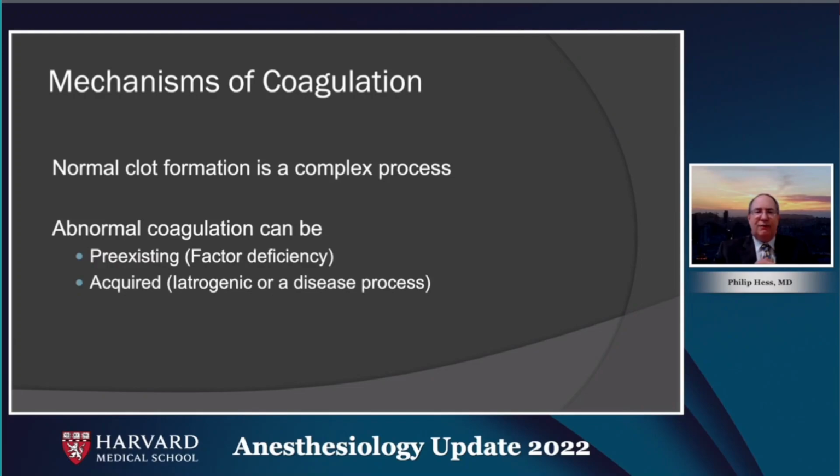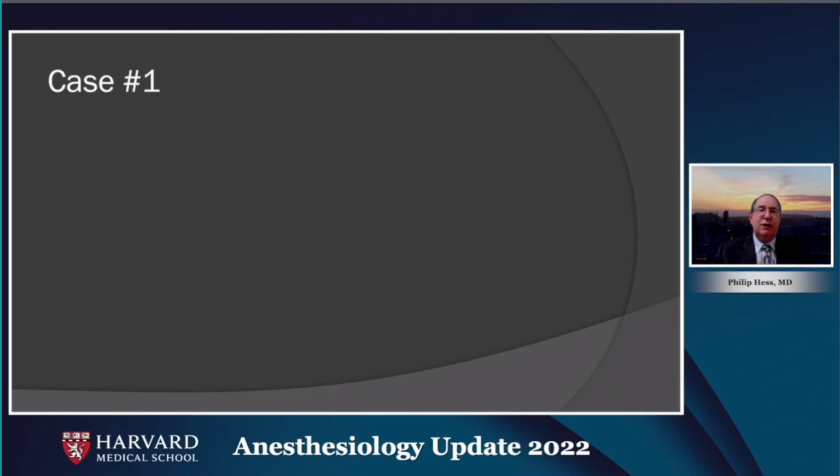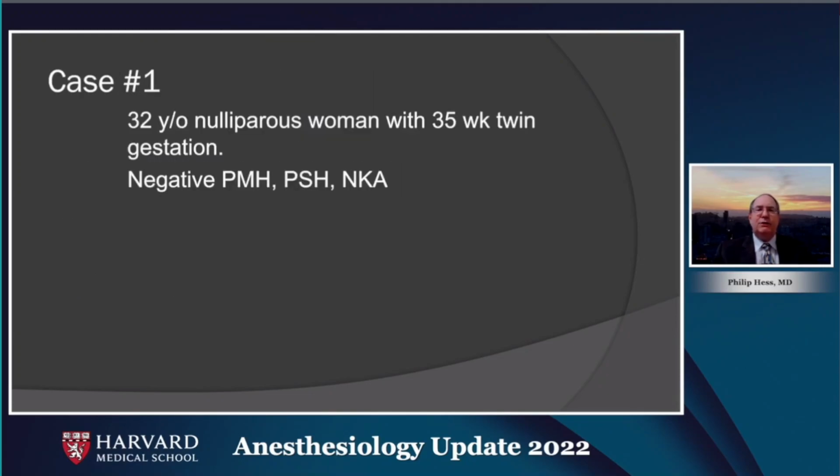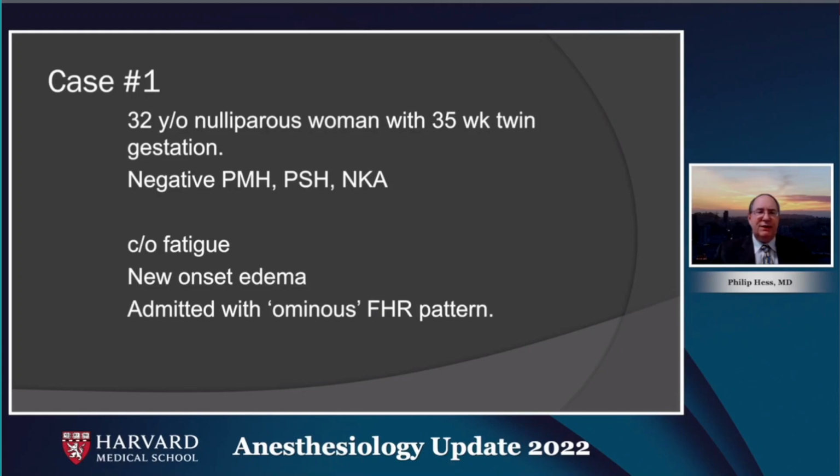Because we have to take into account both pre-existing and acquired coagulation disorders in the pregnant woman, we have to understand how clot formation actually works. And we're going to start to illustrate that by cases. Case number one is a 32-year-old nulliparous woman with twins who was otherwise healthy. She was complaining of fatigue and new onset of edema, and was admitted with an ominous fetal heart rate pattern.